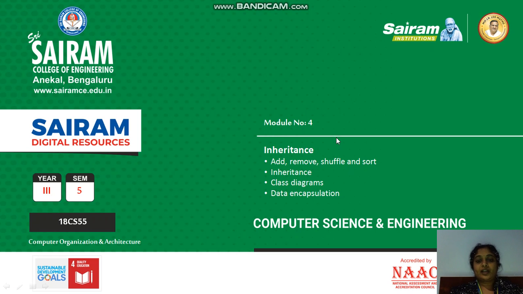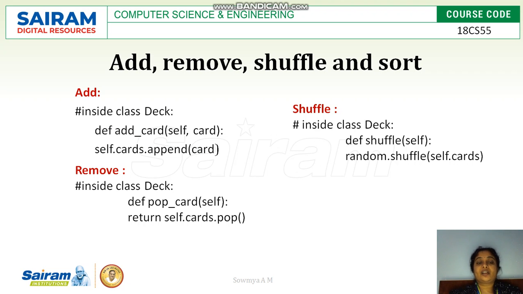Hello everyone. In the previous video of inheritance, we saw how to implement card objects and deck objects for playing cards. Now we will see how to add, remove, and shuffle them and make use of inheritance for implementing the complete game. From the previous video we saw how to implement class Deck. Now we'll see how to make use of those classes and use the add, remove and shuffle methods.